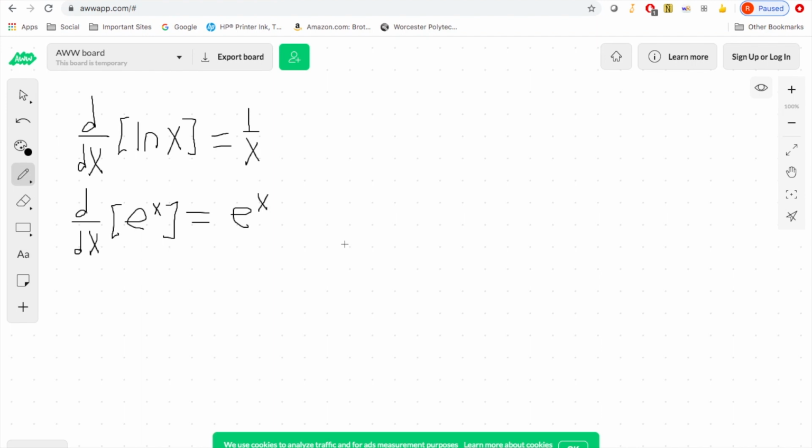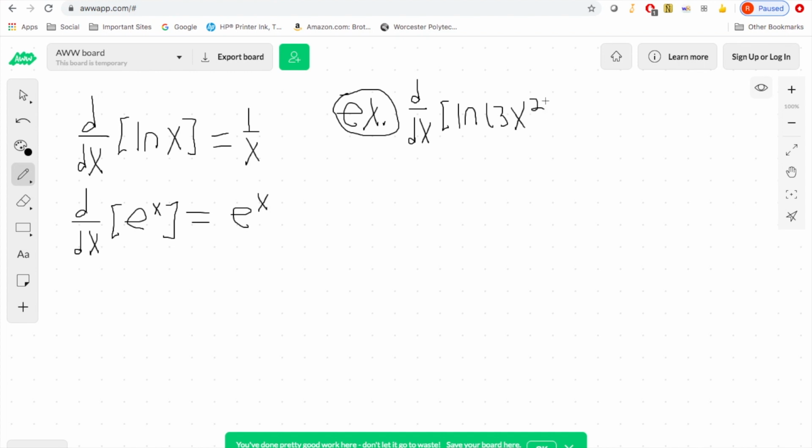Let's just do one example for each. And I'm going to involve some chain rule. Chain rule is a huge rule that you cannot forget. So let's say that we want to find the derivative of, let's do the natural log of 3x squared.